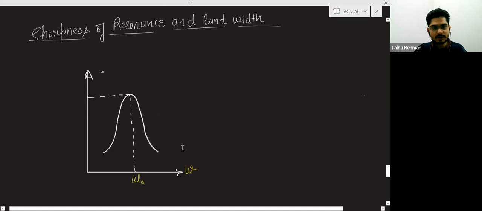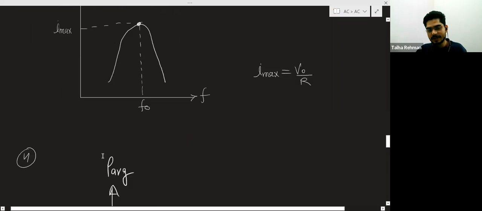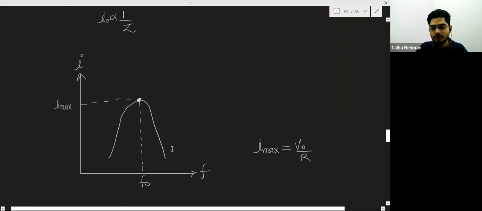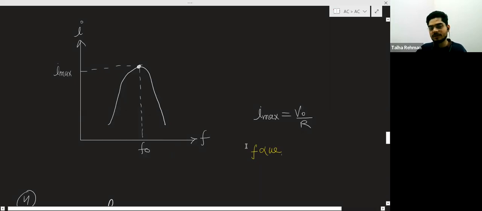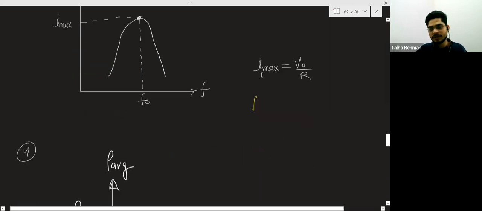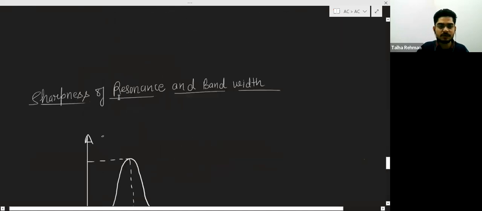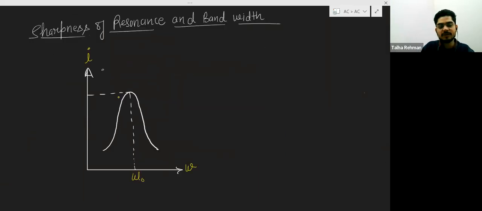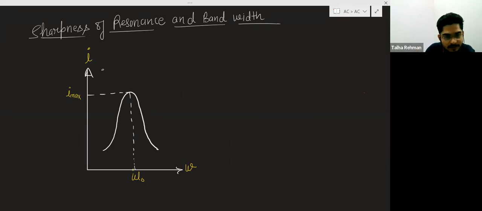So you can see earlier, when you drew the graph between the current and the frequency only, you got this type of graph, and you know that the frequency and omega are directly proportional to each other. Then you can draw the graph between omega and the current in the circuit. At this point you will get the maximum current.